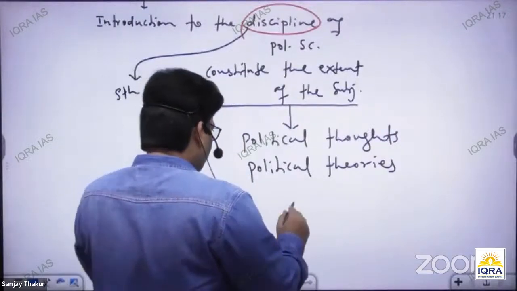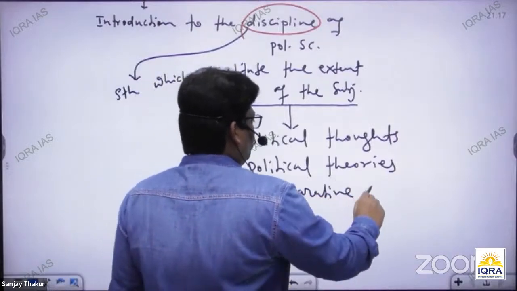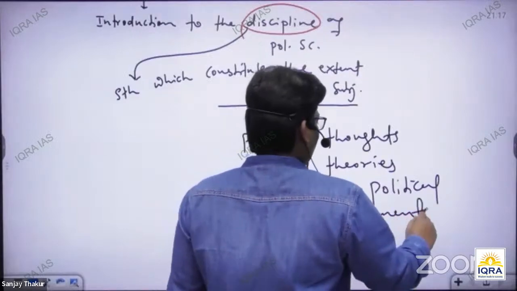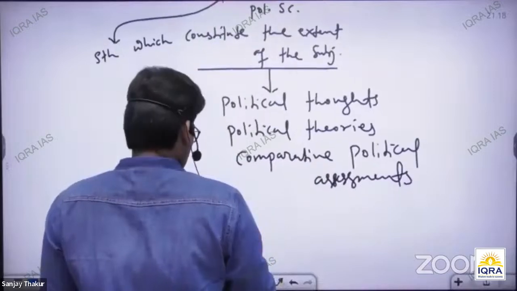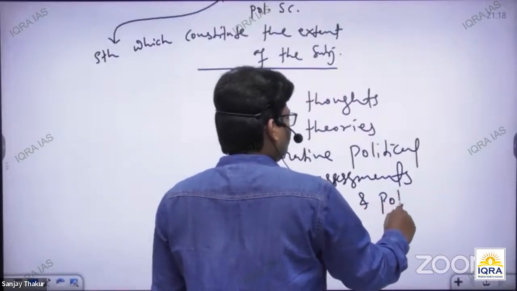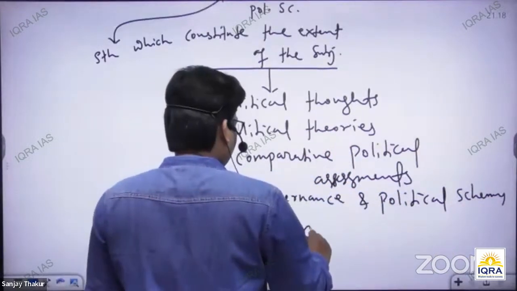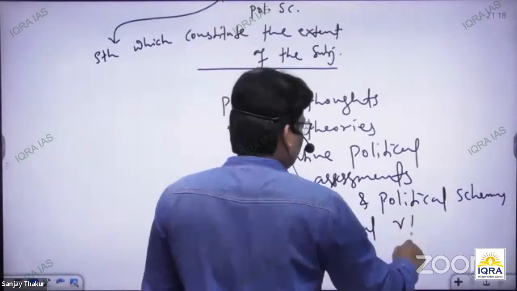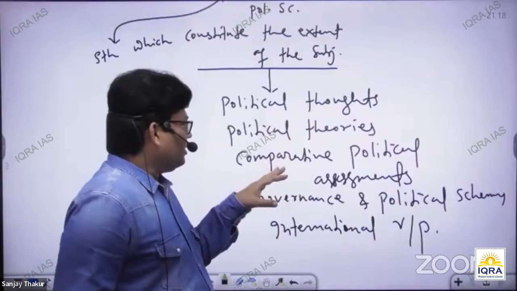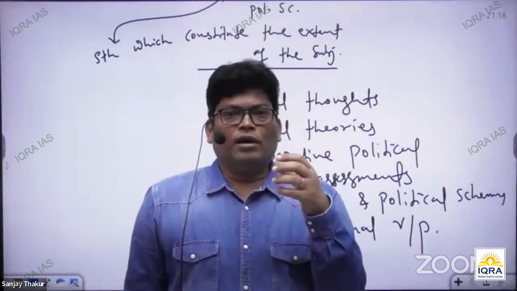So political thoughts, political theories, comparative political assessments, governance, and political schemes, and international relationship. International relationship. So whenever we will be talking about the discipline like political science, it means we are going to rely upon these important components which make the subject political science a kind of discipline.